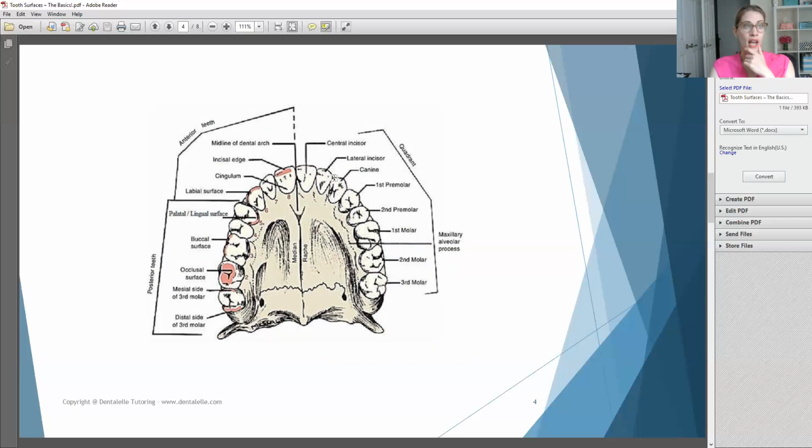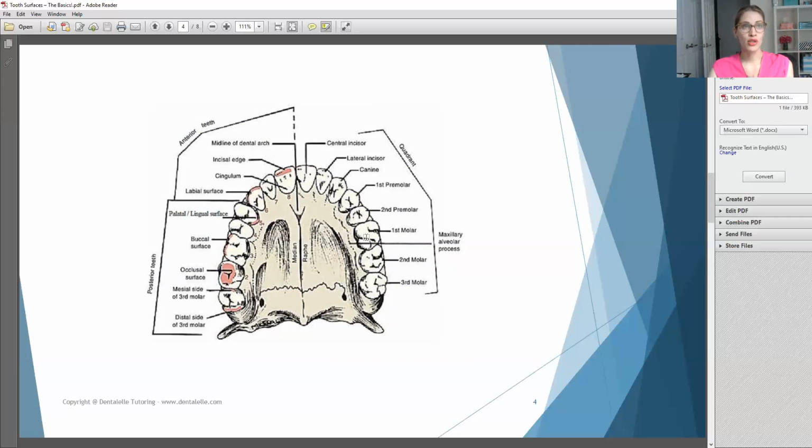What else did I want to say? Your anterior teeth are from the canines, so 3 to the 3. Your posterior teeth are all of your premolars and molars, because sometimes in school they will talk to you about your anterior teeth as an example. So you have to know which teeth are part of the anterior teeth. So from the 3 to the 3. So this one, this one, this one, this one, this one, and this one. The rest, your premolars to the molars, are your posterior teeth.